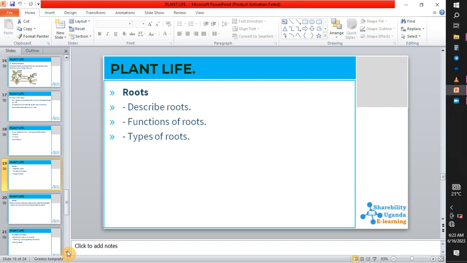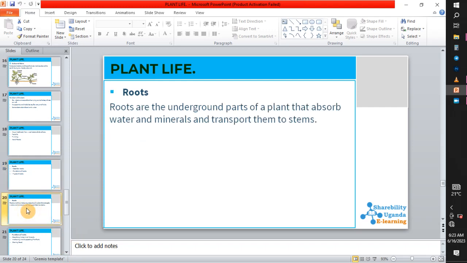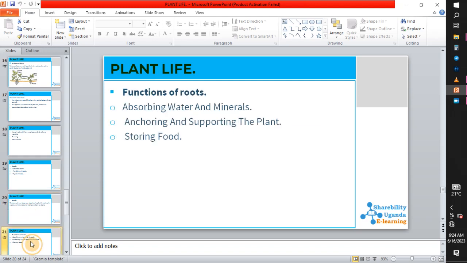Let us look at roots. Describe the roots and we look at the functions of roots. Roots are the underground parts of a plant that absorb water and minerals and transport them to stems. Functions of roots. Roots help absorb water and minerals from the ground and transport them to the other parts of the plant. Roots anchor and support plants. Roots also store food for the plant.